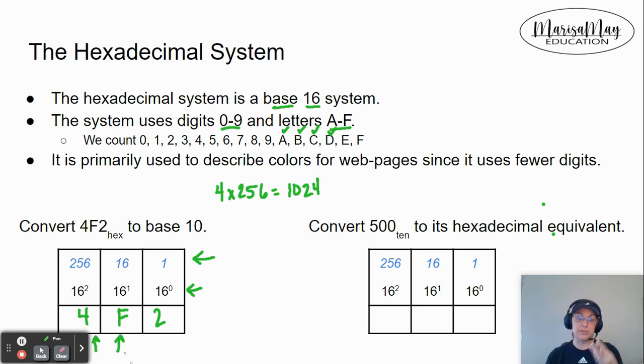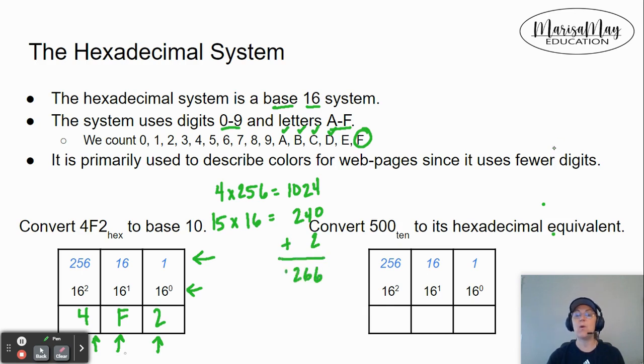Okay? Now watch this one. That's F groups of 16. Now you have to go back to where we counted. F means 15. Count through them. F is 15. So we have 15 groups of 16, which means we have 240. Okay, and then finally we have 2 groups of 1, which is just 2. And we add these together, and we get 1,266 as our answer in base 10.